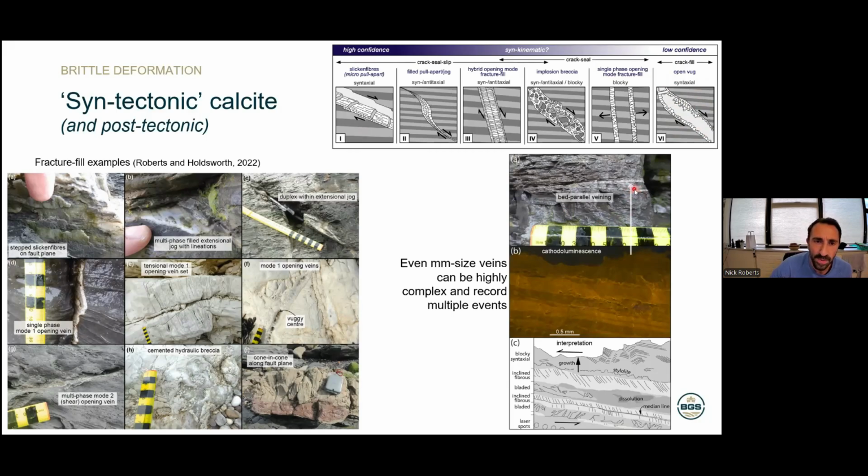This is a 1 millimeter bedding-parallel vein. If you're a fossil hunter and you know Staithes, this is just along Staithes beach, just south of the harbour. These bedding-parallel veins have been documented in terms of their structural history, but actually there's quite a lot going on in terms of stylolites, dissolution, and fibrous and blocky calcite growth.